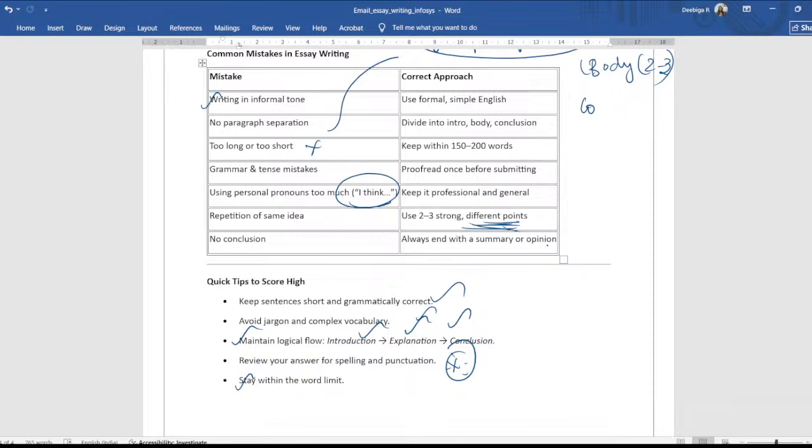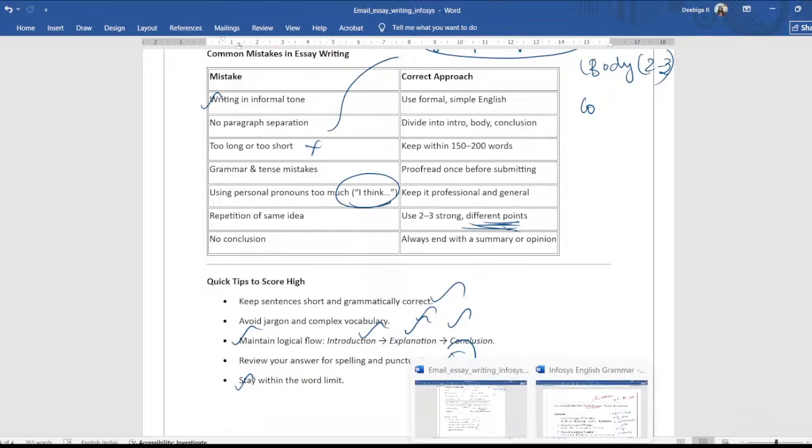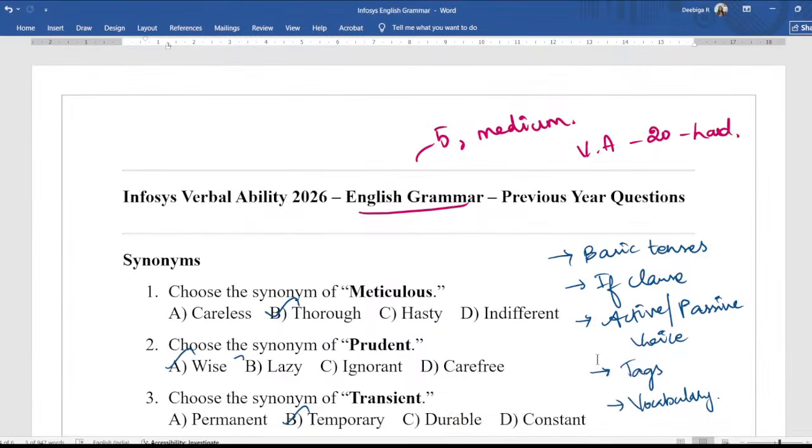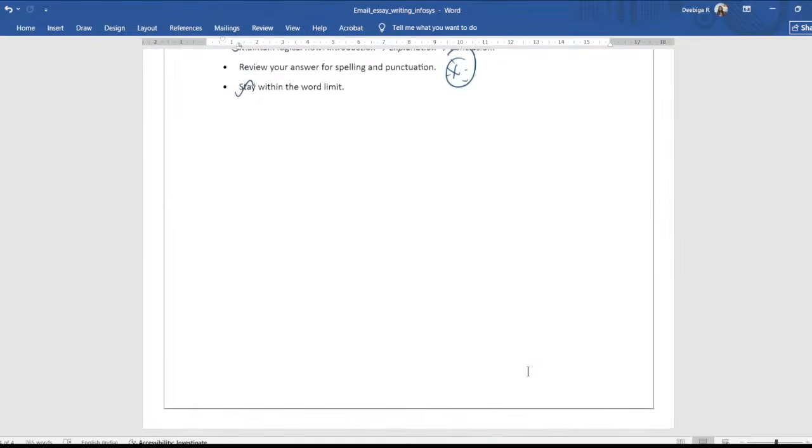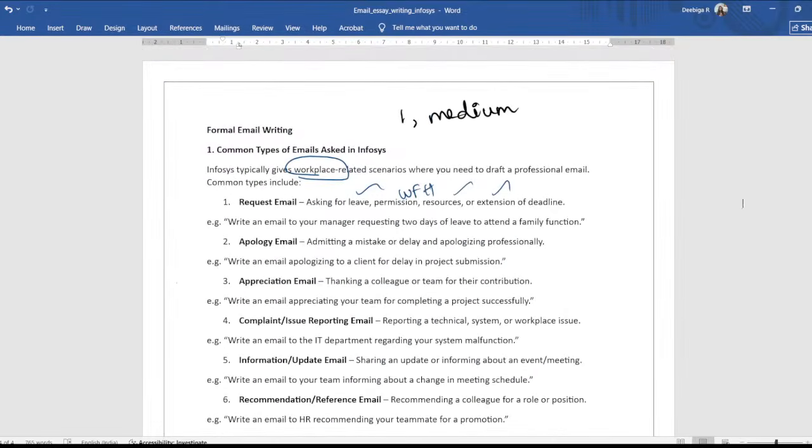Okay, this is all about this live session, you guys. Thank you so much for attending. In this live session I first started with English grammar questions and solved about 50 questions, and then I also covered the email writing and essay writing templates. If you follow this, then you're good to go for your Infosys online assessment round.